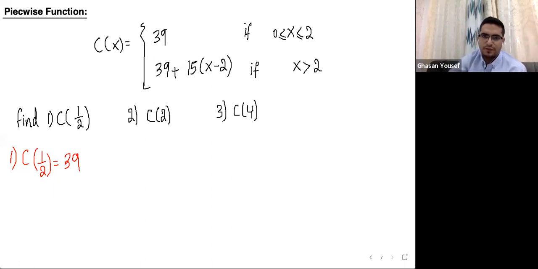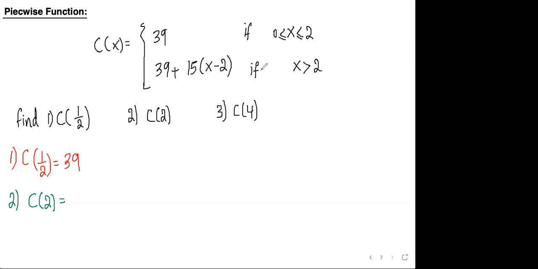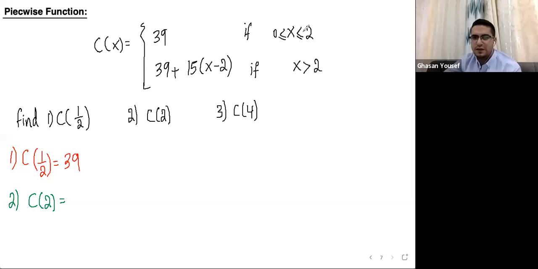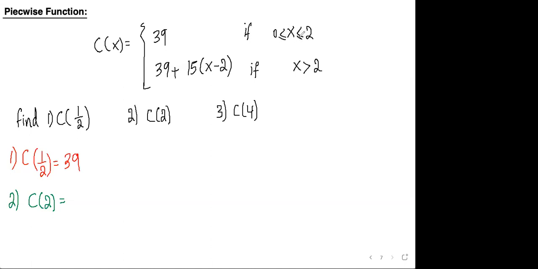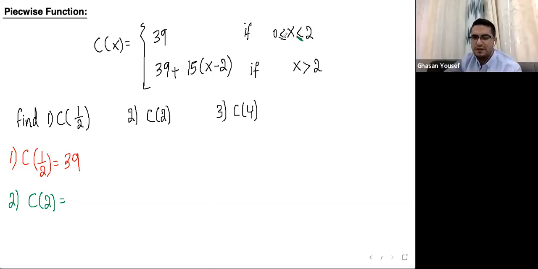Now for number 2, what is c of 2? Where is the 2 sitting, in this interval or in this interval? It's in the first interval. Exactly, it's in the first interval. So the 2 is between 0 and 2, because here we have the equal sign. So the 2 is inside the first interval. Now c of 2 is 39. We have to use the first function.